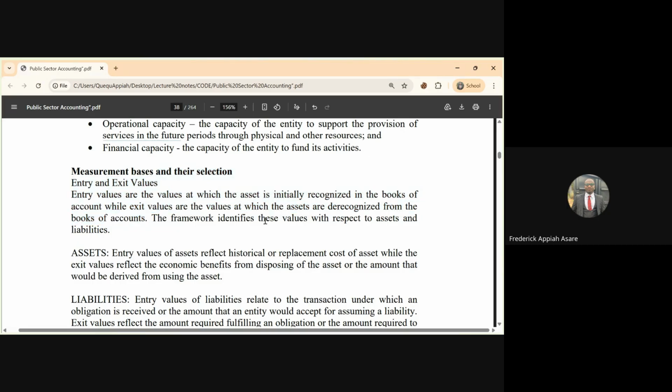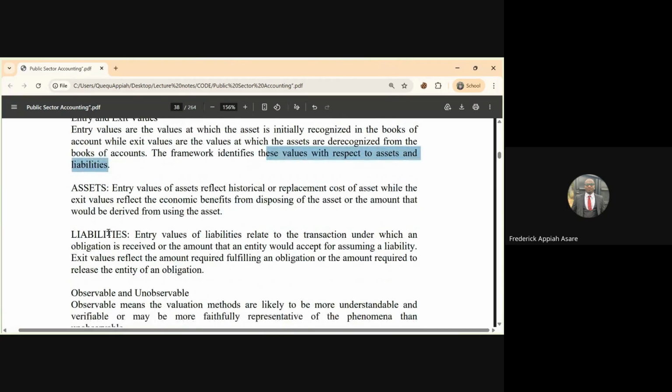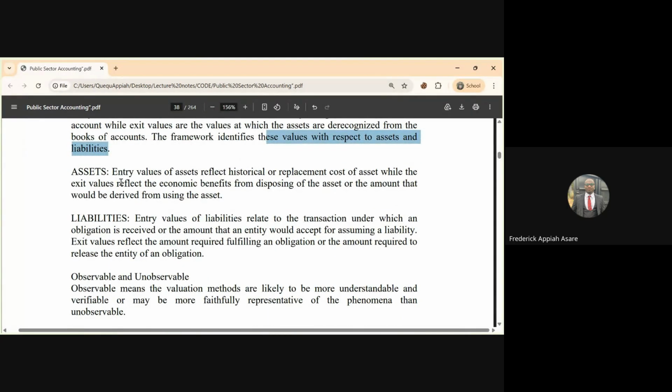The framework identifies these values with respect to assets and liabilities. So this entry and exit values is for assets and liabilities. Now for assets, entry values reflect the historical or replacement cost of the asset, while the exit value reflects the economic benefit from disposing of the asset. So the entry value is how much you bought the asset for. Exit value is how much you sold the asset for. Basically, that is what this means.